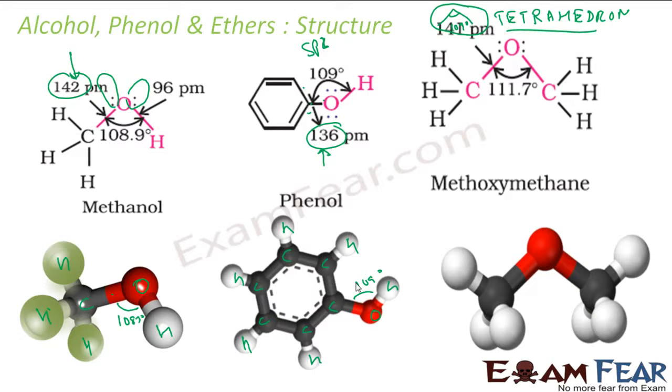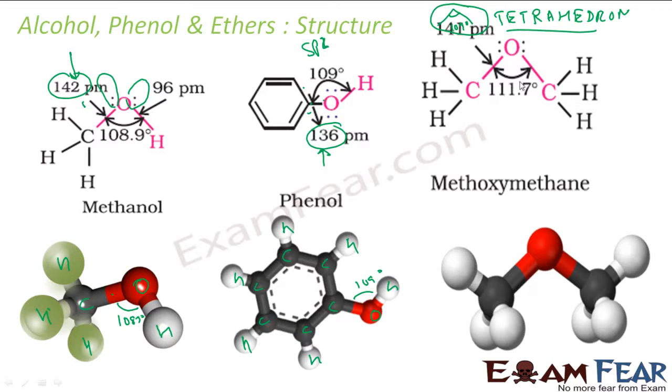The next is methoxymethane, an ether. So here we see the bond angle is actually more. The bond angle is more than 109 degrees. And if you see, the bond length is almost the same as methanol, 142, 142. Right? Because there is no partial double bond character here.